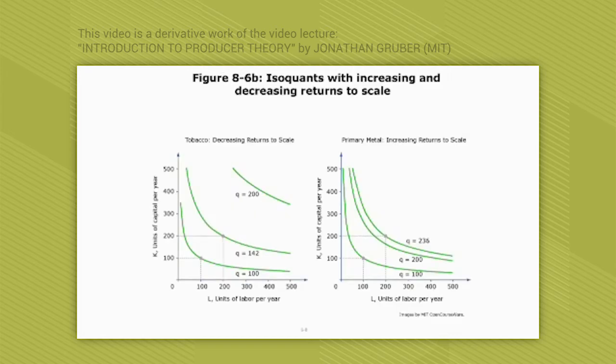For instance, in the tobacco example, there are decreasing returns to scale because there's only so much leaf that you can produce. So here, when you double the inputs from 100 to 200, your output only goes from 100 to 142. And if you want to double to 200 units, you've got to go way up there on inputs.